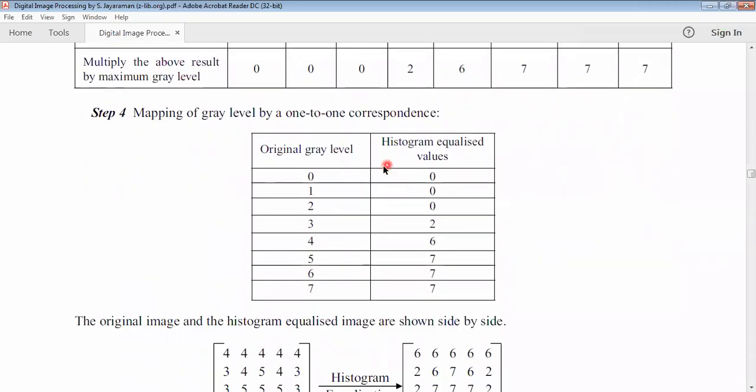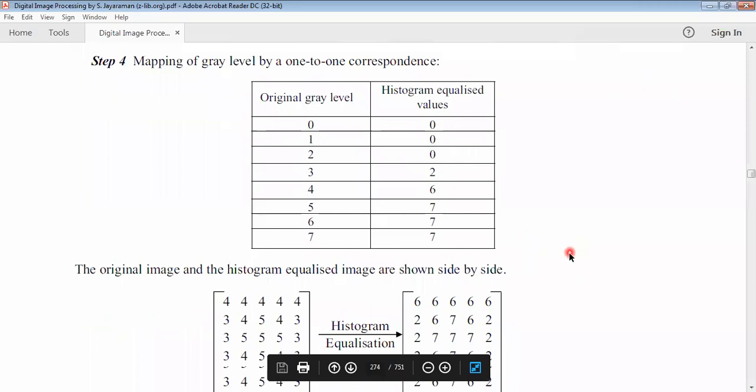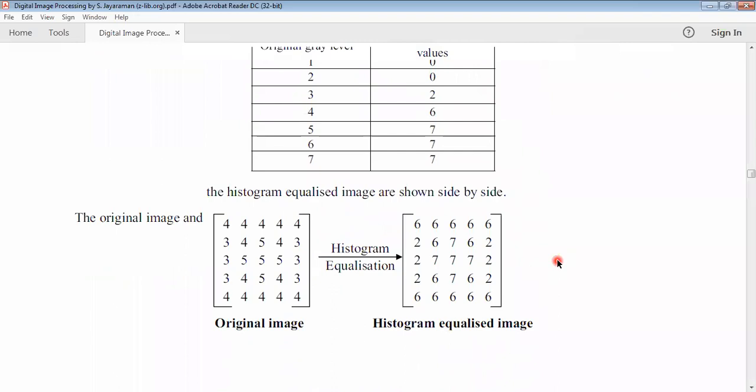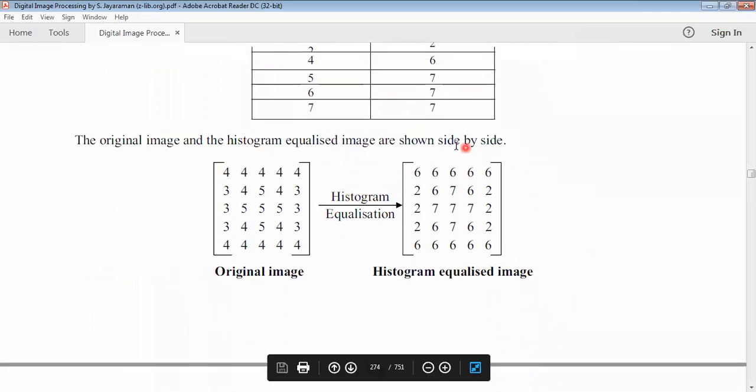So you see here, it is the mapping. It is the original gray level value. It is after equalization; after histogram equalization, we are going to get 0 mapped to 0, 1 mapped to 0, 2 mapped to 0, 3 mapped to 2, 4 mapped to 6, 5 mapped to 7, 6 mapped to 7, 7 mapped to 7. It is a small example of how we change the pixel intensities, reassigning the pixel intensity. So it is our original image, and it is our histogram equalized image.